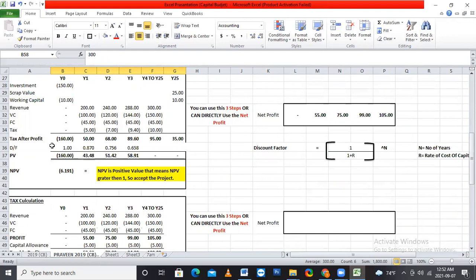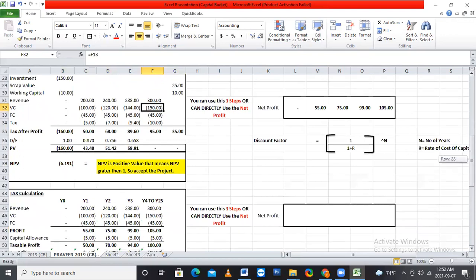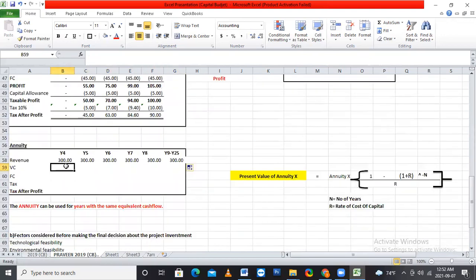And we get the variable cost. With the discounting factor, the variable cost also changes. Here you can see year number 1, 100, and the variable cost for year number 2, 120. So the variable cost also changes. When we calculate the annuity, the variable cost is 150. It is also the same for all years. So the cash outflow 150 is the same for all years. Fixed cost is also the same.